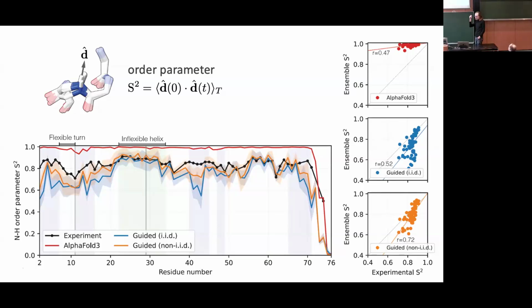So here we also tried to compare IAD guidance versus non-IAD guidance. In IAD guidance, we can just require every member in the ensemble to satisfy the restraint. And this is physically wrong, right? Because what we measure is actually an ensemble average. We get better correlation, but still quite low. So this non-IAD guidance is a very important step to improve the agreement with the experiment.